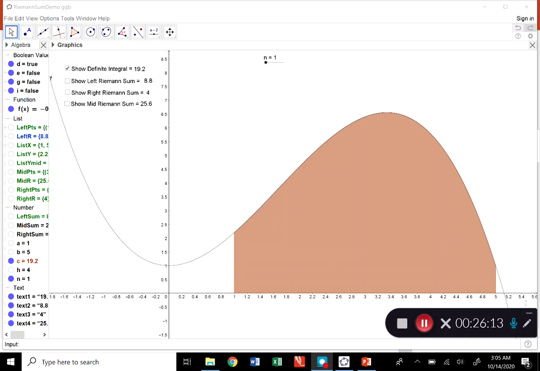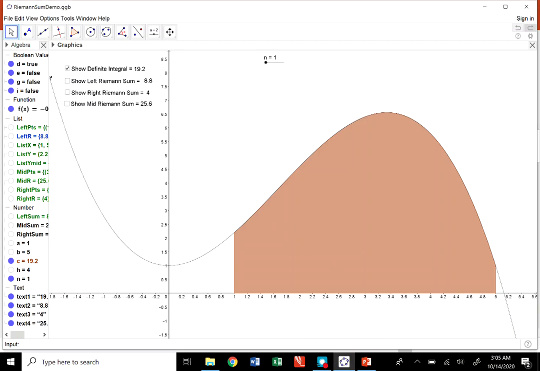All right, so we are back. And now let's continue with this concept called Riemann sum. What in the world is this Riemann sum concept? It's something like this.